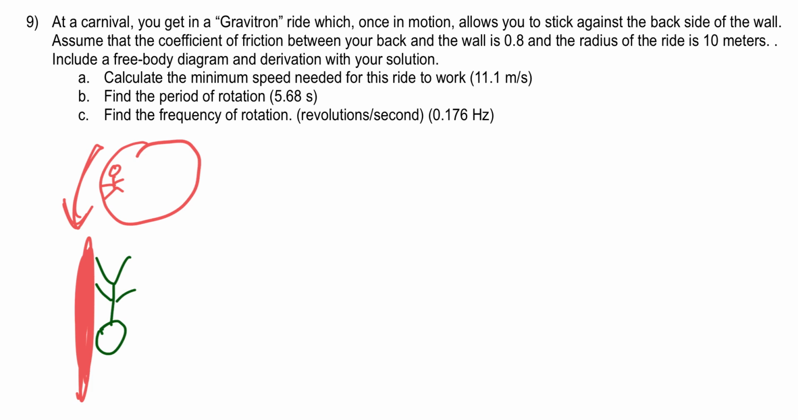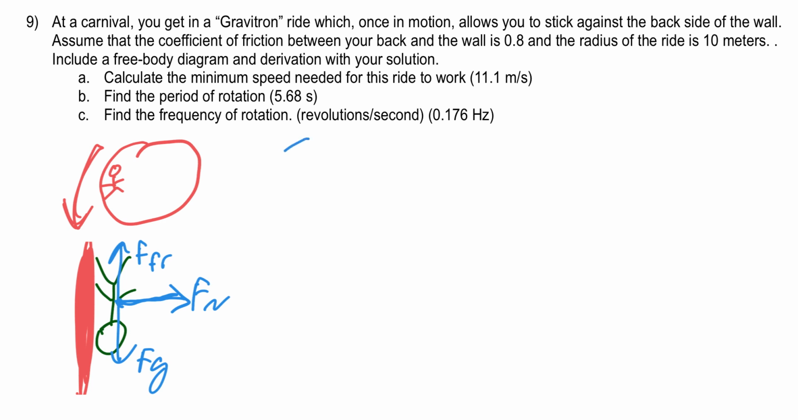So I'm upside down. Now the thing keeping me in the circle is going to be the wall, right? That's what keeps me from flying out of the circle. So the wall is providing a normal force going this way. Gravity, of course, is trying to pull us down. And the thing that keeps us up is friction. So there's going to be friction between the walls and us that keeps us up.